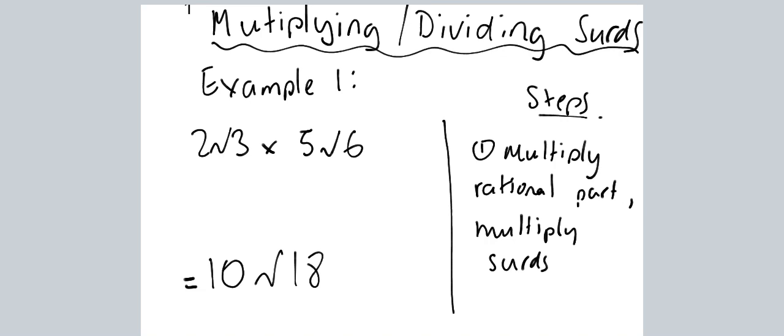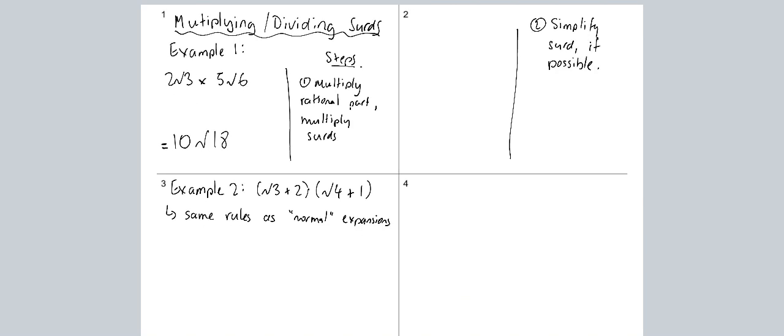Always, when you get a final answer, and I'll zoom out so you can see both on all screens at once now, you simplify the surd if possible. It's not always possible. But when we look at root 18, what we do, just like we did on Tuesday, is we're looking for square numbers that will go into 18.